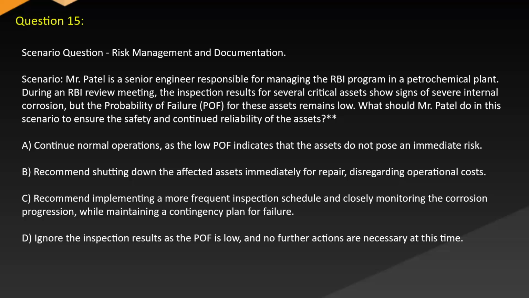During an RBI review meeting, the inspection results for several critical assets show signs of severe internal corrosion, but the probability of failure, POF, for these assets remains low. What should Mr. Patel do in this scenario to ensure the safety and continued reliability of the assets? A. Continue normal operations, as the low POF indicates that the assets do not pose an immediate risk. B. Recommend shutting down the affected assets immediately for repair, disregarding operational costs. C. Recommend implementing a more frequent inspection schedule and closely monitoring the corrosion progression while maintaining a contingency plan for failure. D. Ignore the inspection results as the POF is low and no further actions are necessary at this time.